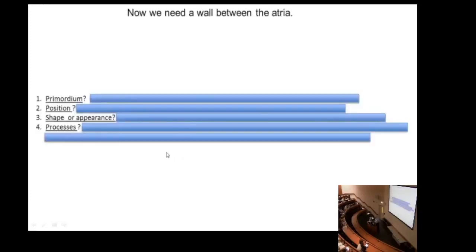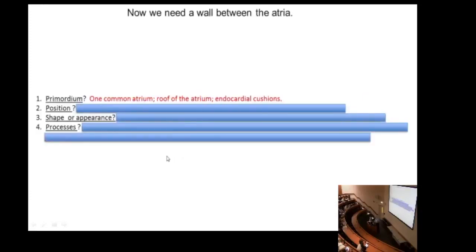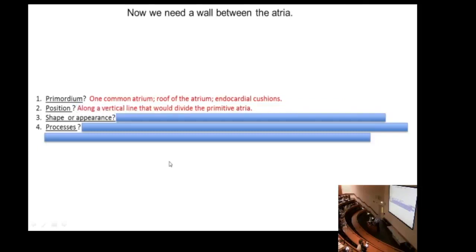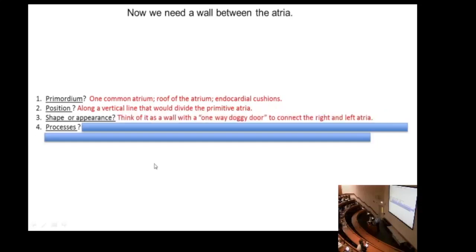So what do we need? We need a common atrium, of course. We need the roof. We need the endocardial cushions having formed the floor, so that we have a separation from the ventricles. And we're only interested now in the atria. So we're going to have a vertical line that's going to separate the right and left atria. Now, I'm not saying by the diagram here that they're equal in size. It's just we're going to have a vertical line.